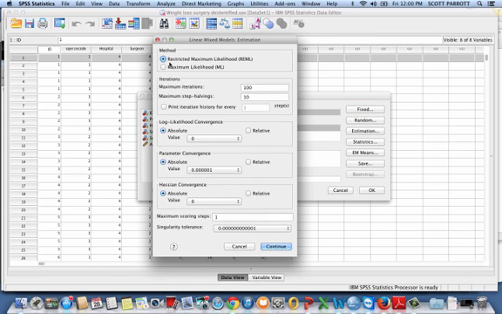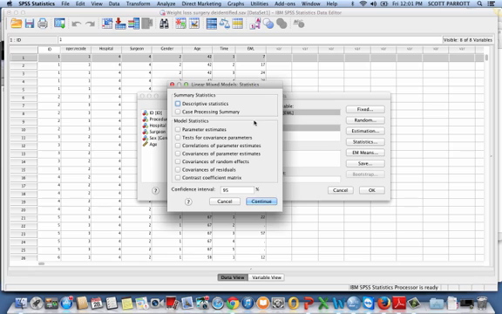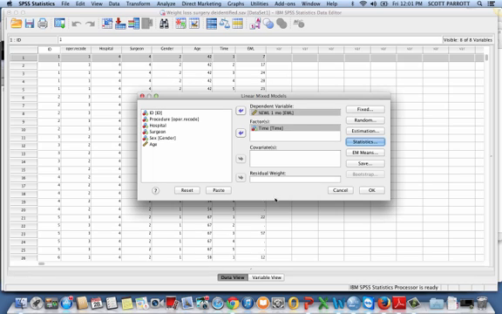For estimation, I can select either restricted maximum likelihood or maximum likelihood. If you have random effects, some of the research indicates that restricted maximum likelihood may be more accurate. In practice, there's often very little difference. I'm just going to go ahead and use maximum likelihood here. Then we'll go down to statistics. You have a lot of different options. The ones you really want to pick up are parameter estimates and tests of covariance parameters. Those are the two key ones right now.